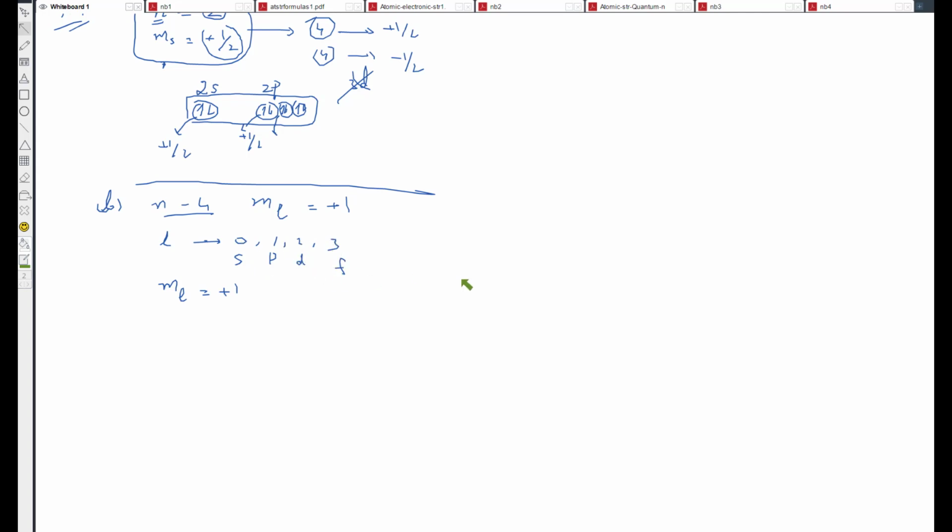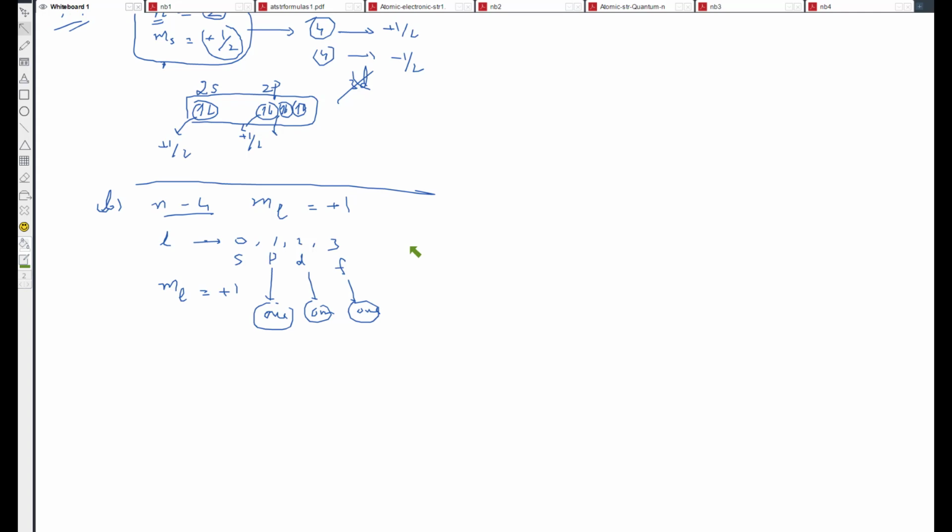It means in one orbital, +1 is going to be here, 1. Also +1 is going to be here, 1. And also +1 is going to be here, 1. So how many orbitals are there which have +1? Altogether, 3. And each orbital can accommodate how many electrons? 2. So how many maximum electrons can have ml +1? 6. That's it. You can check your answer.